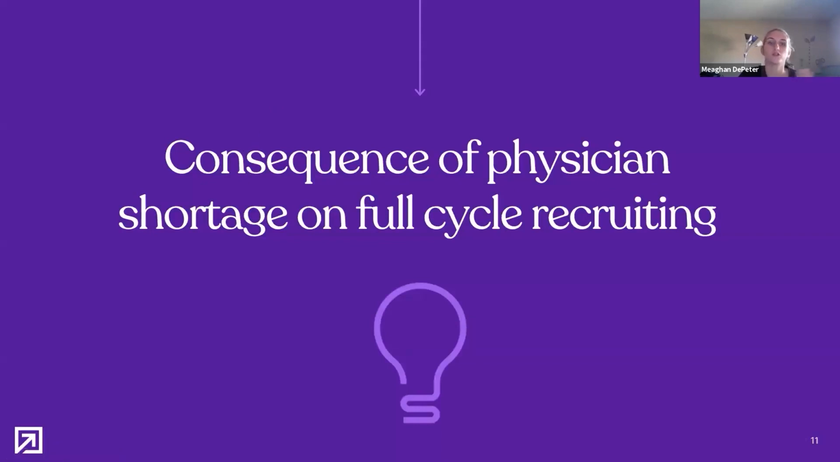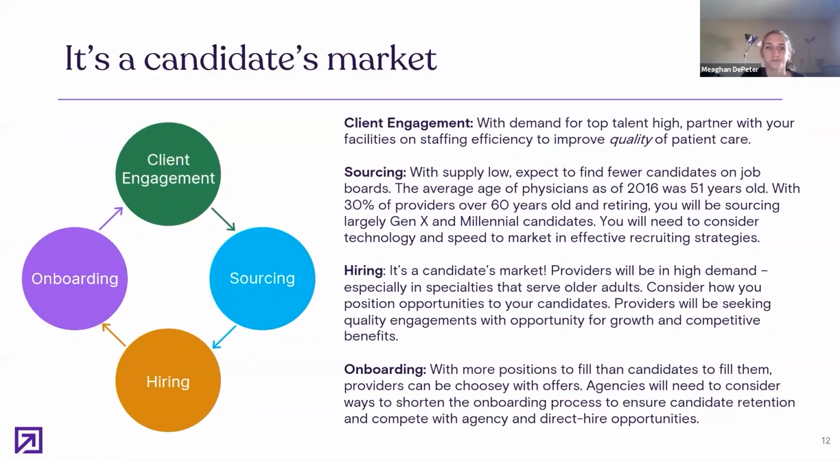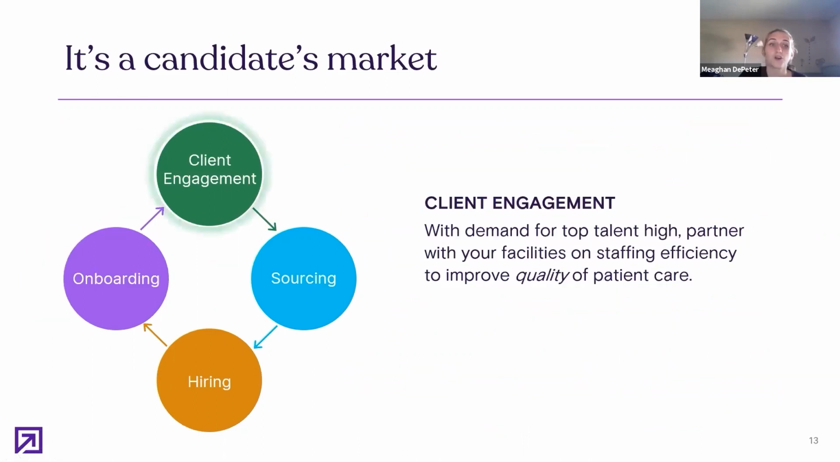Now that we understand where the trends are when it comes to physician and patient population, what are the consequences of a physician shortage on full cycle recruiting? We will go through these 4 areas of recruiting: client engagement, sourcing, hiring, and onboarding, and talk about how Definitive Healthcare can help you get a leg up in the market. Starting with client engagement, the demand for top talent is high. Definitive can help you partner with facilities on staffing efficiency to improve quality of patient care.